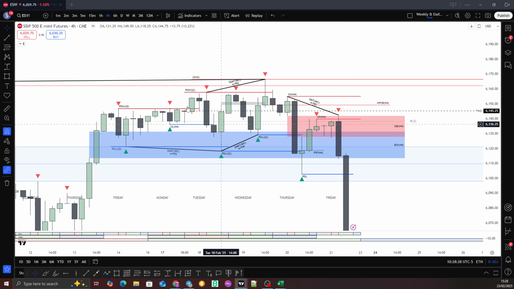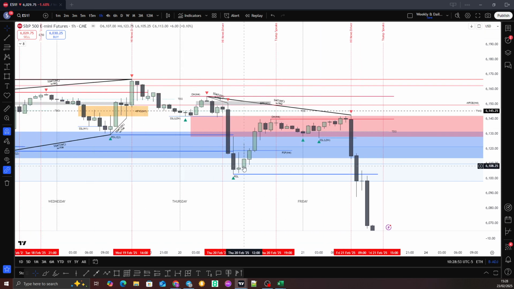So then the market trades up into the SIBI, forms this high time frame SMT with NQ before displacing aggressively lower to close the week, purging previous daily lows and just failing short of the old low daily. Okay, so let's drop that into the hourly.